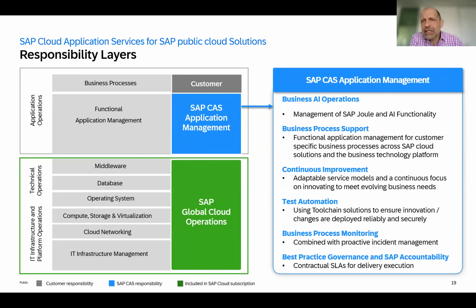What does this mean? Of course, we can help you to set up the AI operations if you want to, for example, the Joule agents or the AI functionality. Of course, we help in any case of questions with regards to the functional application management and the business process steps. We also make suggestions where you can improve your running system. And when you have ongoing and recurring tests, we help you to automate these tasks and also analyze issues in case the tests run into error messages.